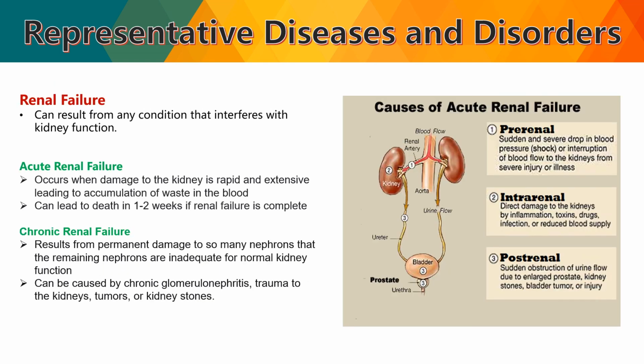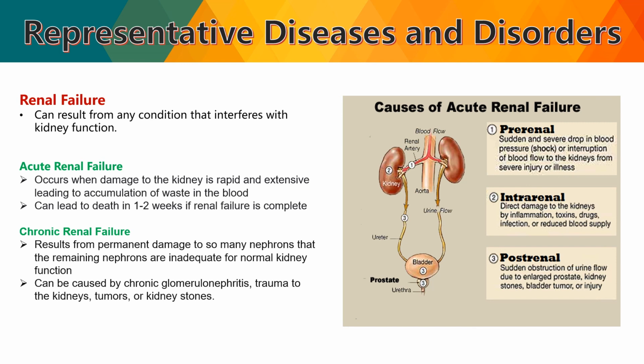So next, you have what we call your renal failure. So it can result from any condition that interferes with your kidney function. So what are the causes of your renal failure? So it can also be like what I've said. It can be acute or short term. It occurs when damage of the kidney is rapid and extensive, leading to the accumulation of waste in the body, and it can lead to death in 1 to 2 weeks if renal failure is complete.